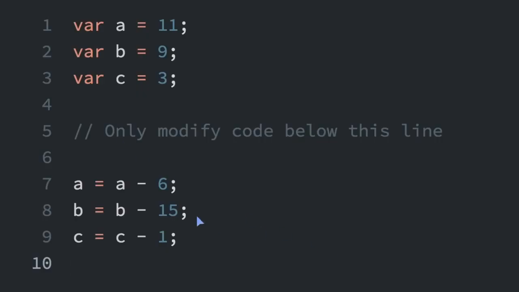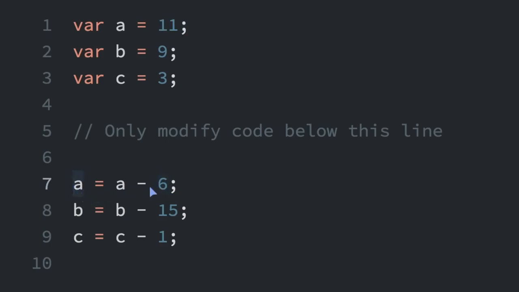Previously we learned about plus equals. Well, minus equals does the same thing but subtracting. So this says a equals a minus 6. We started at 11. Minus 6 is going to be 5. So the new a is going to be 5.